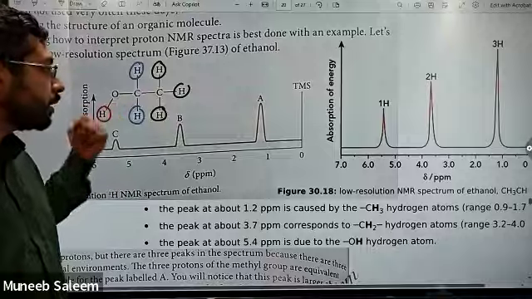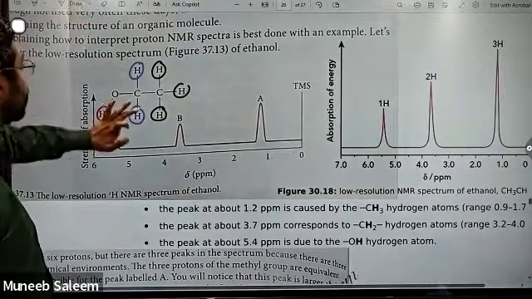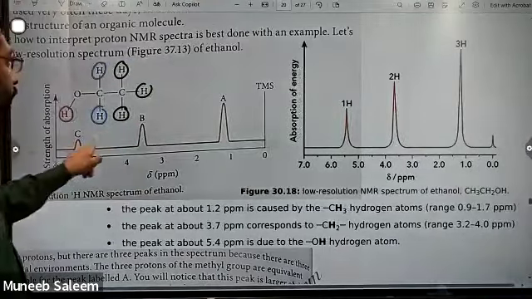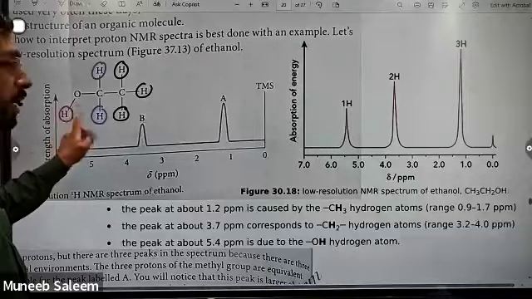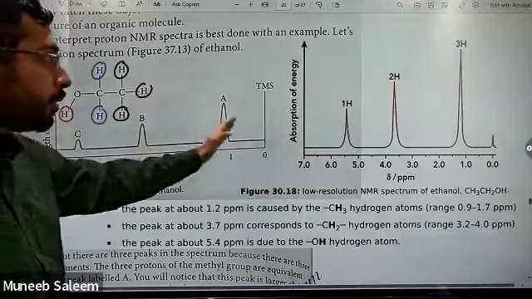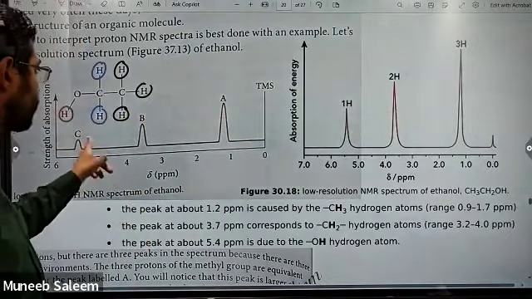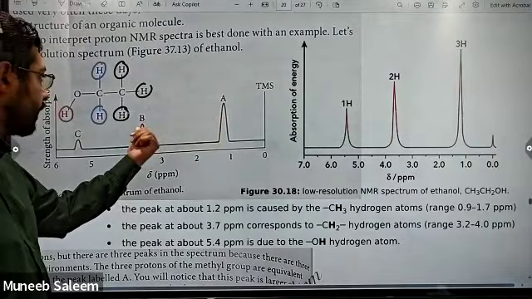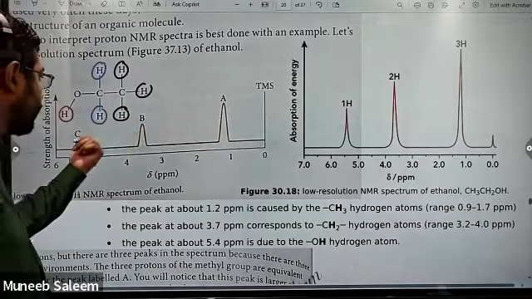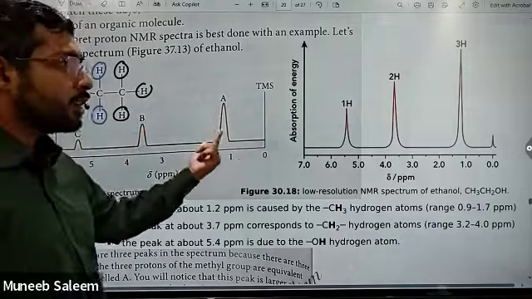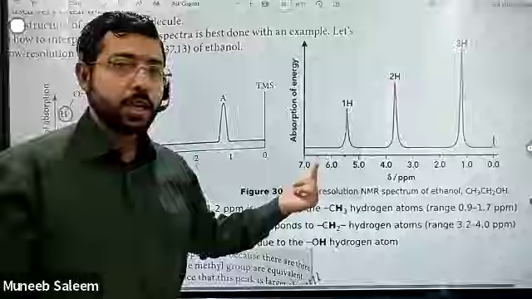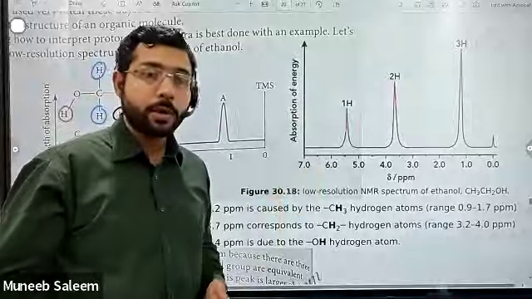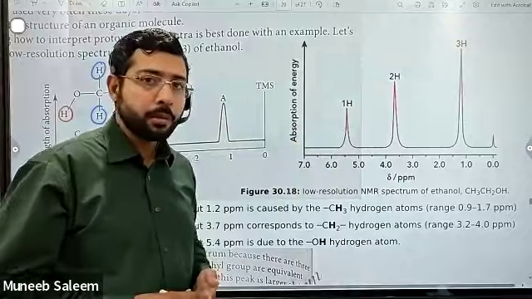So these are in different chemical environments. You will see that the peaks are also three, which indicates three different chemical environments of the hydrogen atoms, but the areas are different. This has the highest area, this one has lower than this one, and this has the least. Now these areas of the peaks are basically indicating how many hydrogen atoms are present in that particular chemical environment.